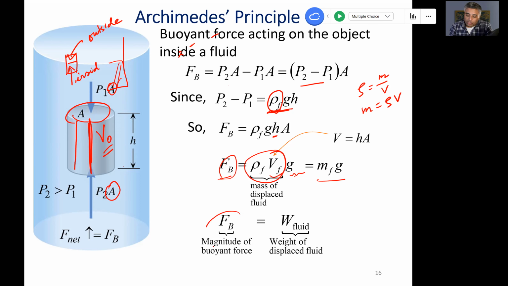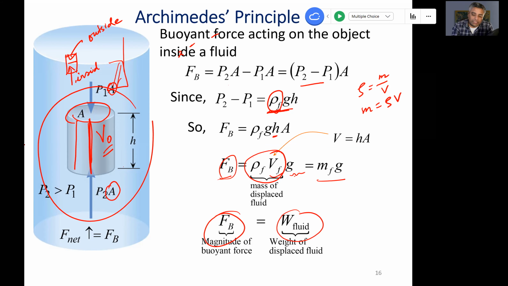Okay, so buoyant force is equal to the weight of the displaced fluid, not the weight of the whole fluid here, no, only the fluid that's displaced. And how do we know that? Most of the time, we have to go back to this equation here. We may know how much the volume is and what the density of the fluid is, okay?